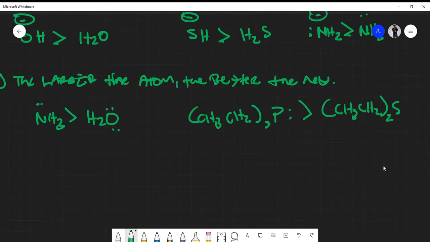CH3CH2 2 sulfur. This one you rarely see, but again, it's there. But the idea of phosphorus versus sulfur, again, is phosphorus being a bigger atom versus sulfur. The polarizability also takes an effect.